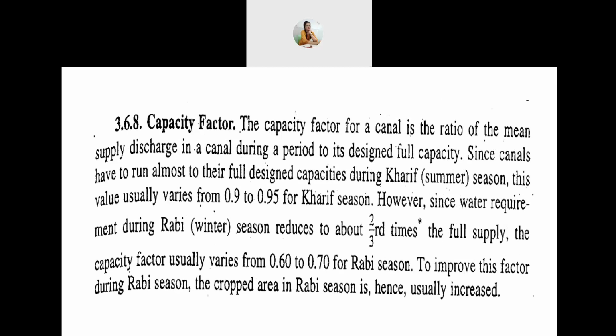However, since water requirement during Rabi, that is winter season, reduces to about 2/3 of the full supply, the capacity factor usually varies from 0.60 to 0.70 for Rabi season. To improve this factor during Rabi season, the cropped area in Rabi season is hence usually increased.